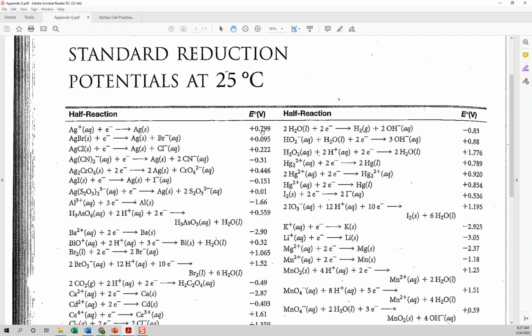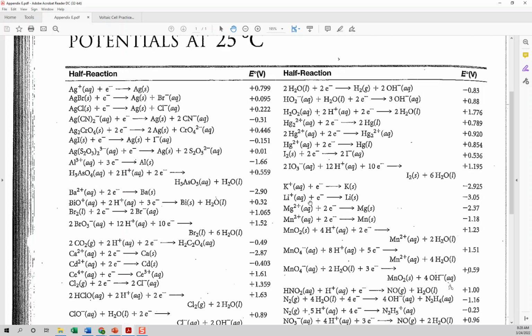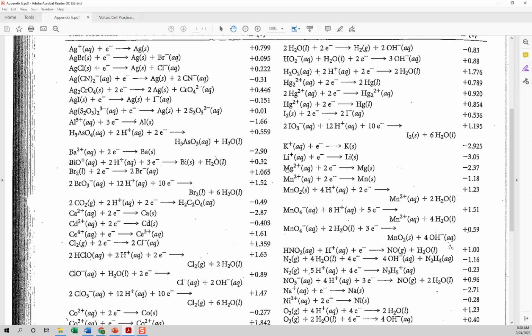So when you have a positive reduction potential, that means that substance is going to be more likely reduced rather than oxidized, right? And if you have a negative reduction potential, if we look at this, we have a negative 2.37. So magnesium 2 plus being reduced to neutral magnesium is not very favorable, because you have a negative reduction potential. But just like delta H, delta S, delta G, if you reverse the reaction, you flip the sign of the potential. And the reverse reaction would be an oxidation potential.